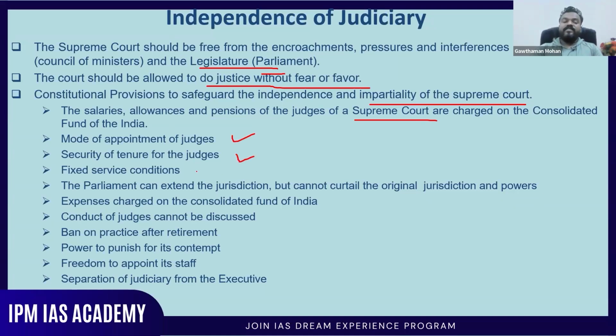Security of tenure of the judges, fixed service conditions. The Parliament can extend the jurisdiction but cannot curtail the original jurisdiction and powers. Expenses charged on the consolidated fund of India. Then conduct of judges cannot be discussed. Then ban on practice after retirement. Power to punish for its contempt, and the freedom to appoint its staff, and the separation of judiciary from the executive. And all these are actually establishing the independence and impartiality of the Supreme Court or the judiciary.